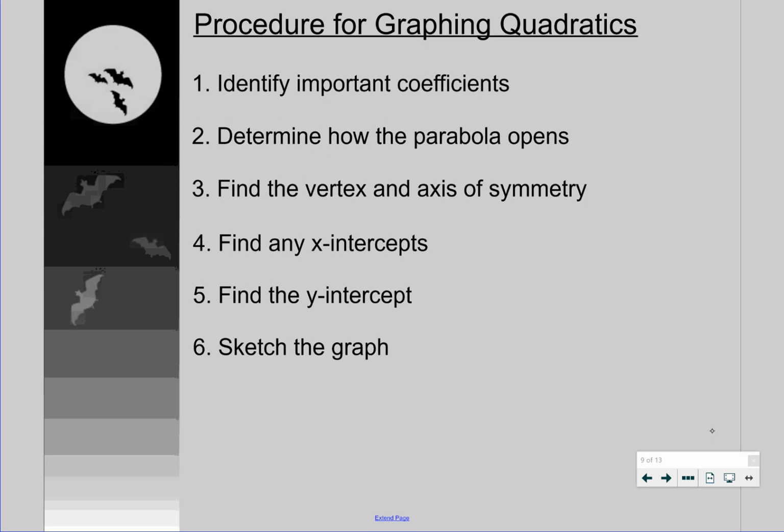You could even do domain and range, min and max. That all kind of goes together. Then you can find the vertex and axis of symmetry. You could also find x and y intercepts, which is a review topic for us. And then when you put all those things together, you get a decent graph.